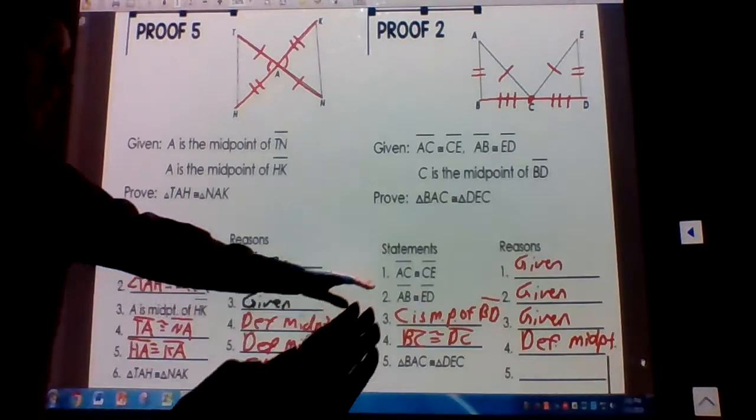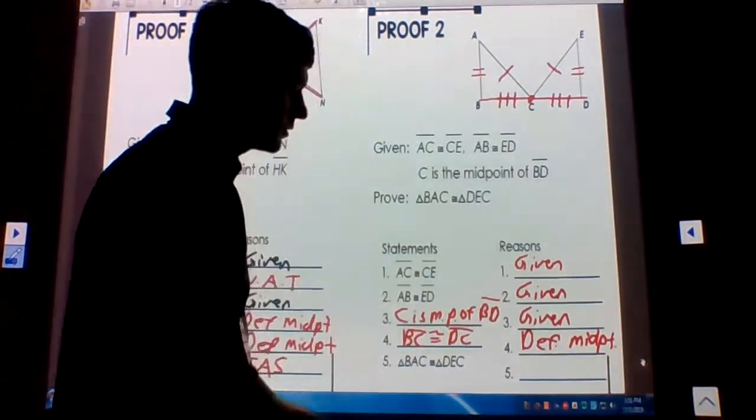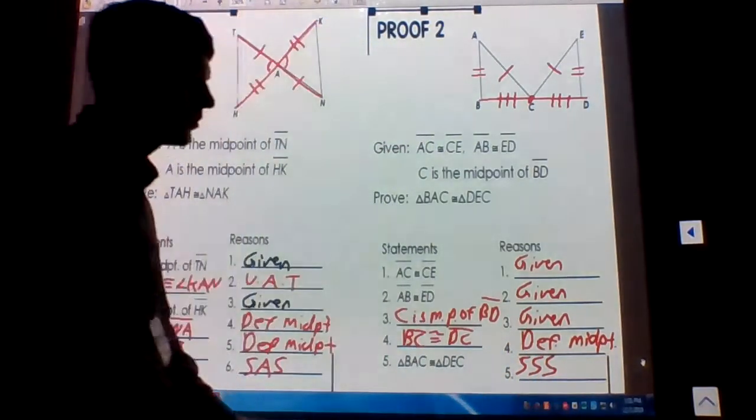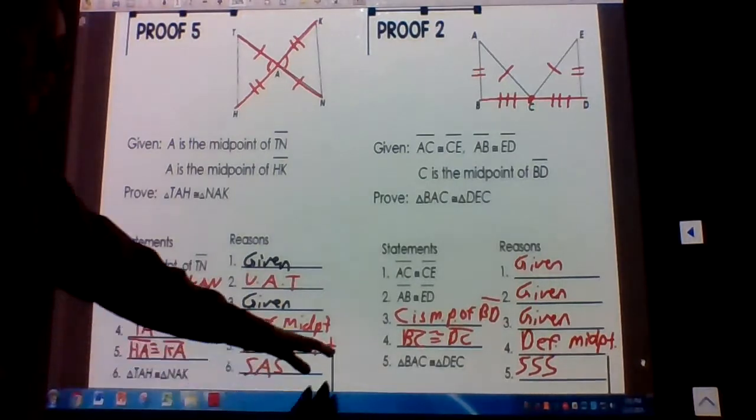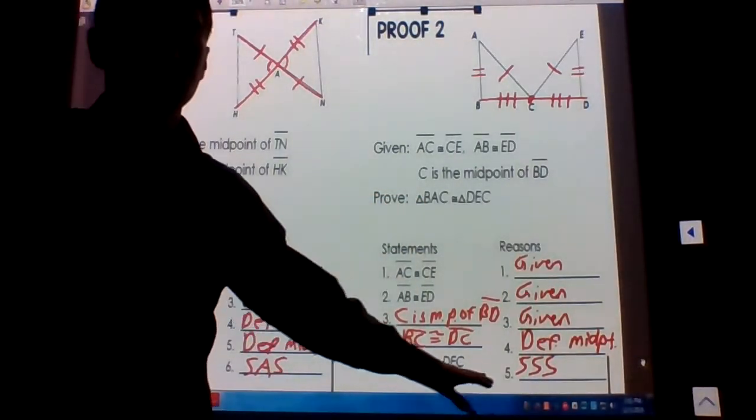We now have 3 pair of congruent sides. 1, 2, 3. 1, 2, 3. So we use side, side, side to say that our 2 triangles are congruent. Once we have 3 pair of sides that are congruent, we know the triangles are congruent by side, side, side.